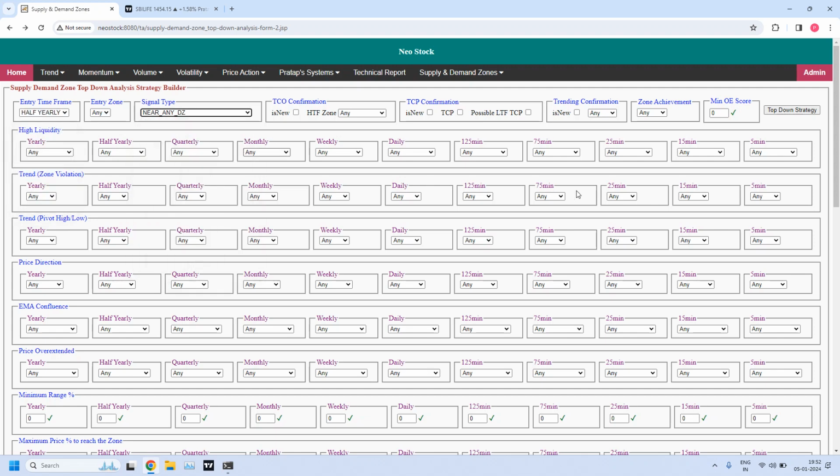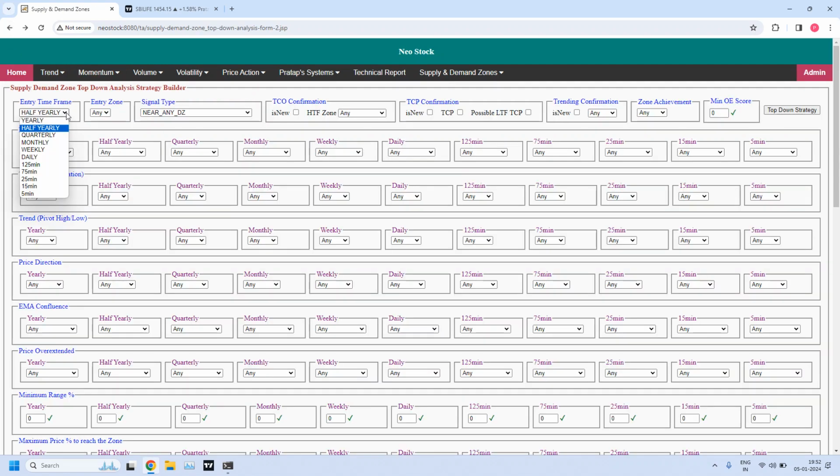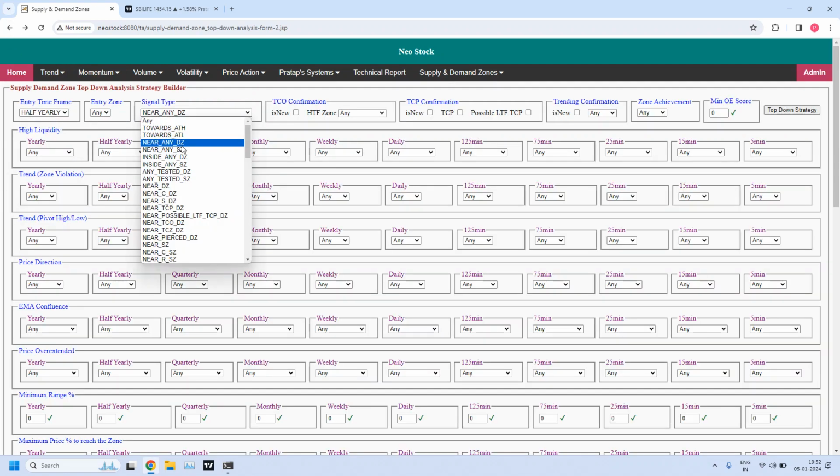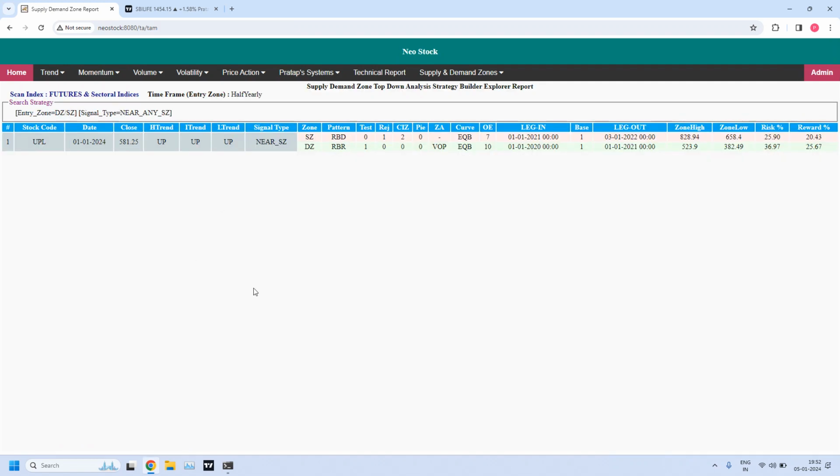Let us find the stocks near half yearly demand zone. No stocks are identified. Half yearly time frame, let us find the stocks near half yearly supply zone. There we have identified one stock, UPL.